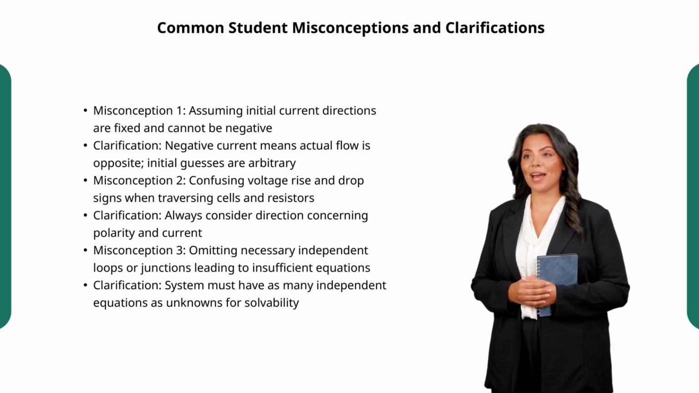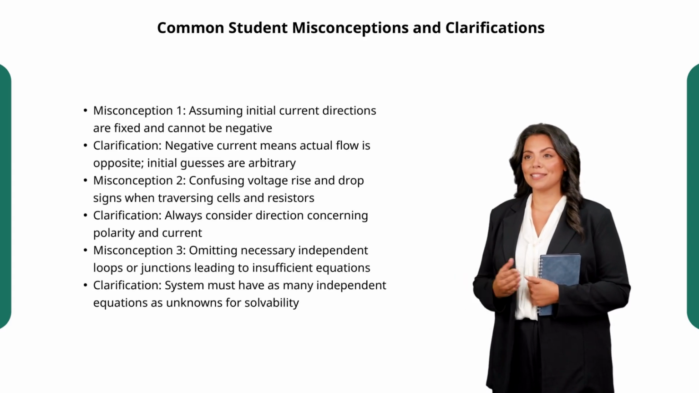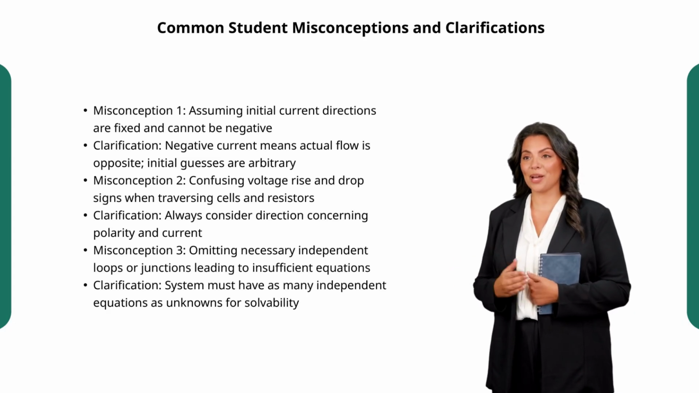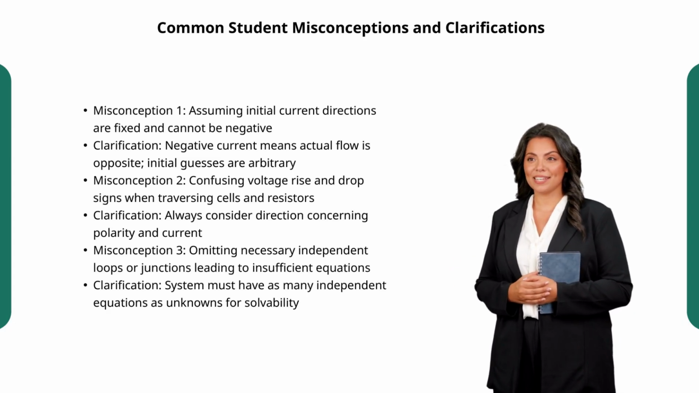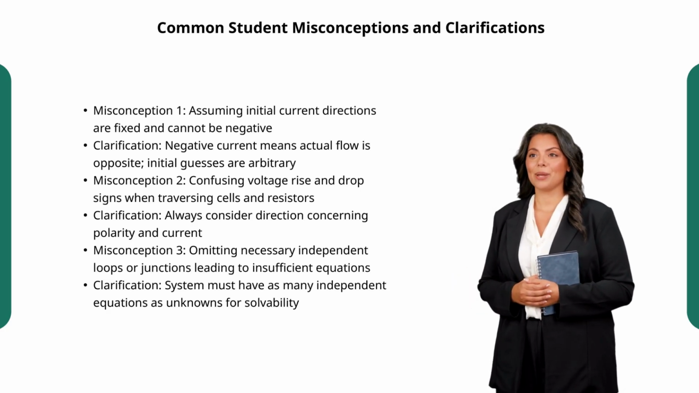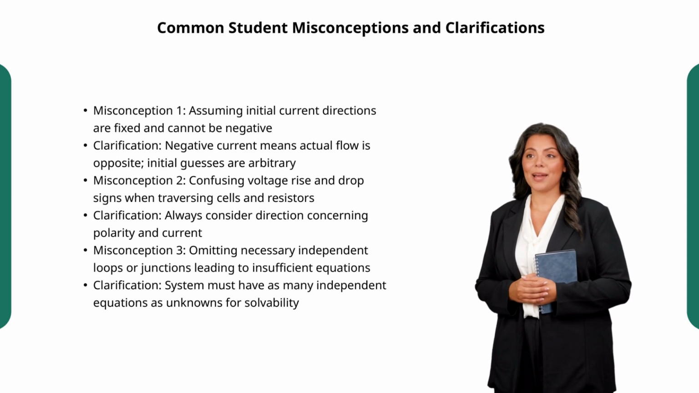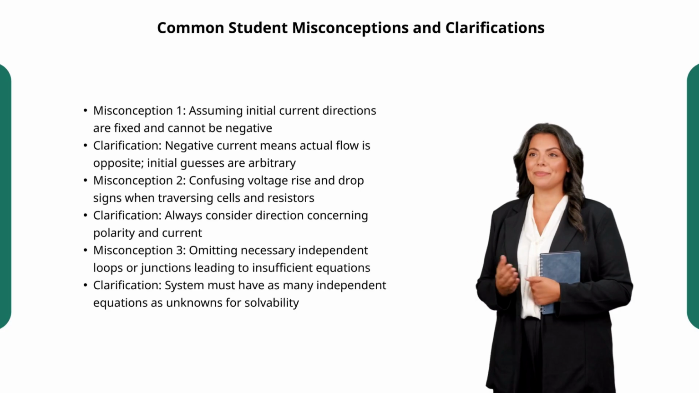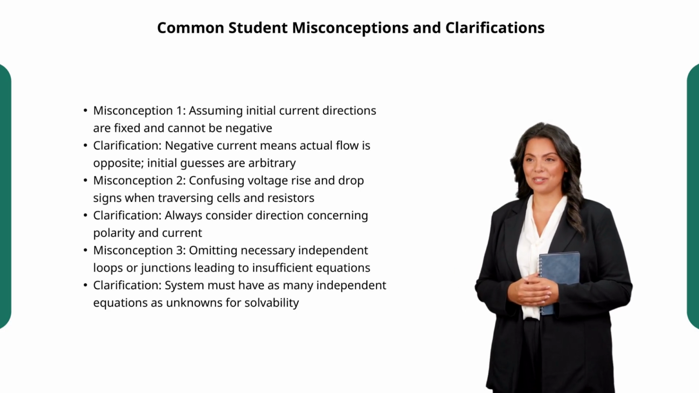Third, sometimes students don't identify enough independent loops or junction equations, leaving the system unsolvable or underdetermined. Always ensure the number of independent equations matches the number of unknown currents. This check guarantees that the system can be solved uniquely. Understanding these pitfalls and how to avoid them will make your application of Kirchhoff's rules efficient and error-free. Next, we'll engage with reflection prompts to consolidate your knowledge.